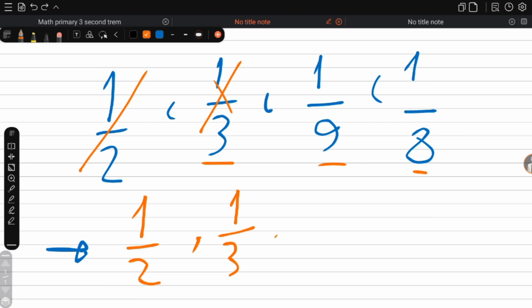Which is greater now, 1 over 8 or 1 over 9? Okay, mister, the greater fraction is the one with the smaller denominator. So this one is what? 1 over 8 is greater than 1 over 9. Okay, and the last one will be 1 over 9.